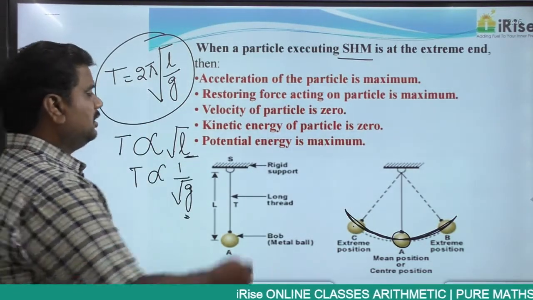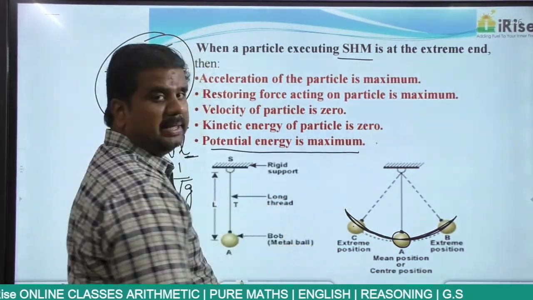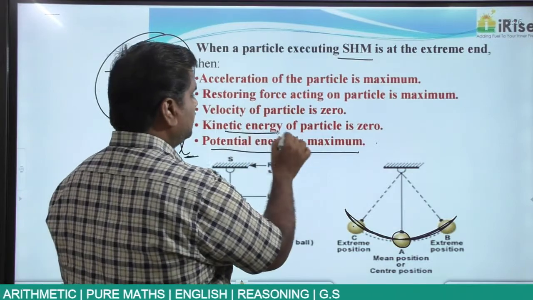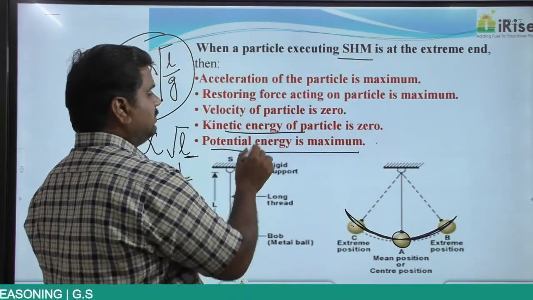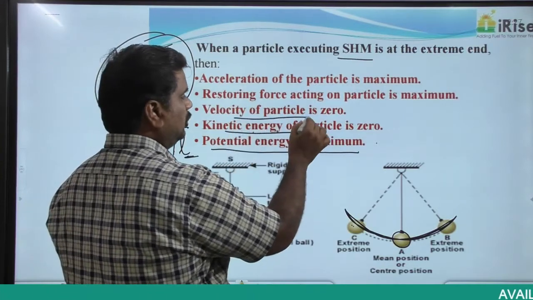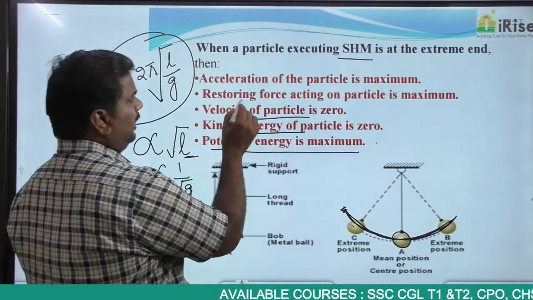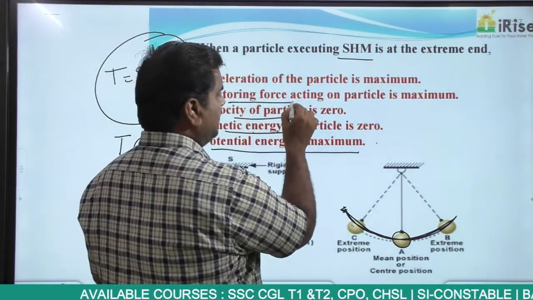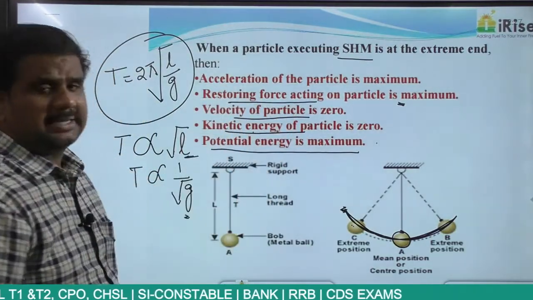At the same time, here we have seen potential energy is maximum. Where is it maximum? At the extreme point. Kinetic energy of the particle is 0. Where is it 0? At the extreme points. If kinetic energy is 0, velocity of the particle is also 0, again at the extreme point. At the same time, restoring force acting on the particle is again maximum. All these things are at the extreme positions.